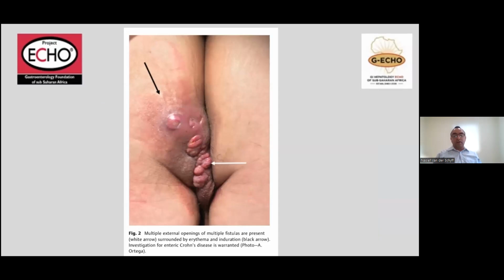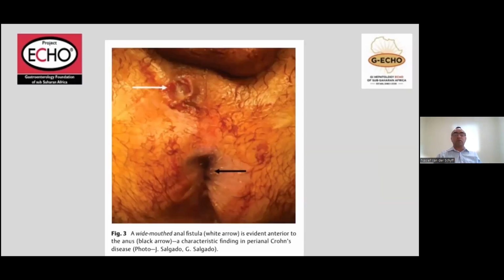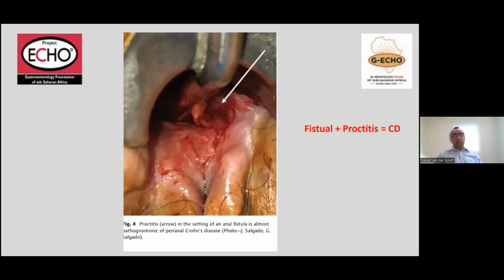This picture over here beautifully illustrates that a patient may have multiple openings from the fistula, but typically also with skin tags. So this combination of fistula openings with skin tags is very typical for patients with Crohn's disease. This typical appearance of a wide mouth anal fistula, seen here with the arrow on the right, is typically seen in patients with Crohn's disease.